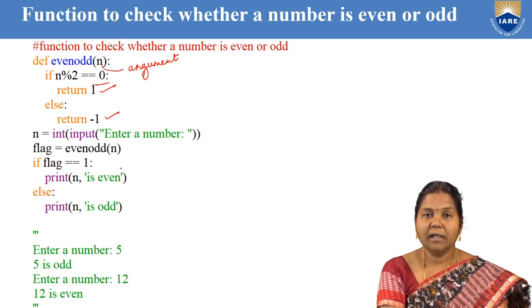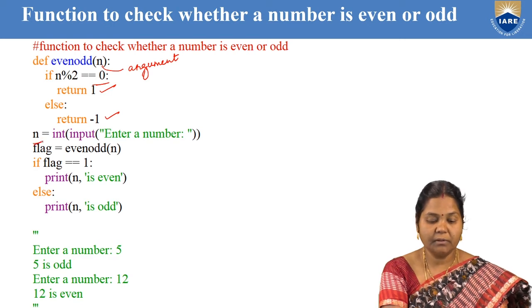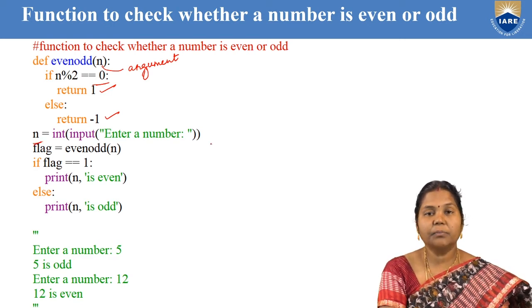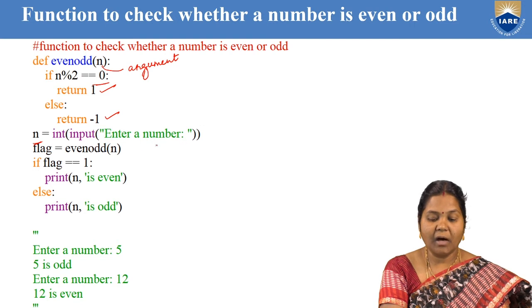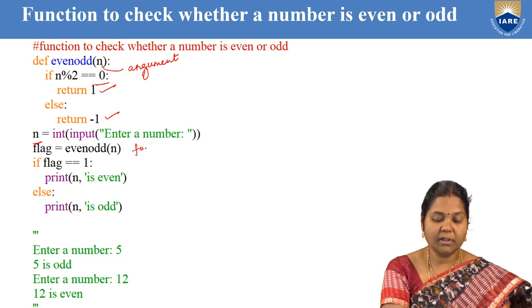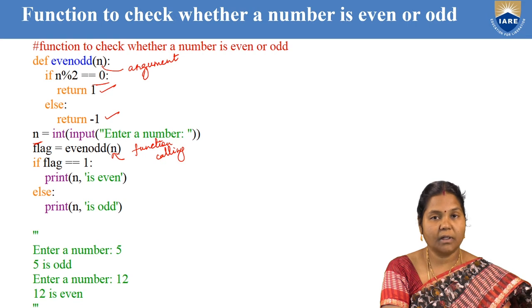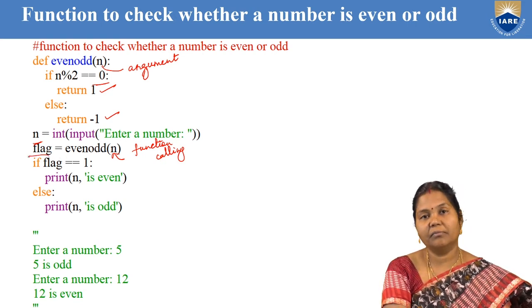Then let us invoke the function. So for invoking the function, first of all, you have to read a number. So n is equal to int of input, enter a number. Now after reading the number, we are invoking the function, or we are doing function calling. So for calling a function, we are passing the value of n here as the argument, and the return value we are storing into a variable called flag.